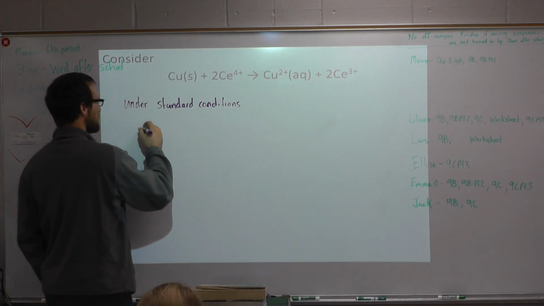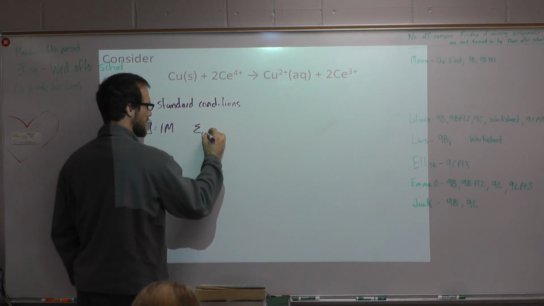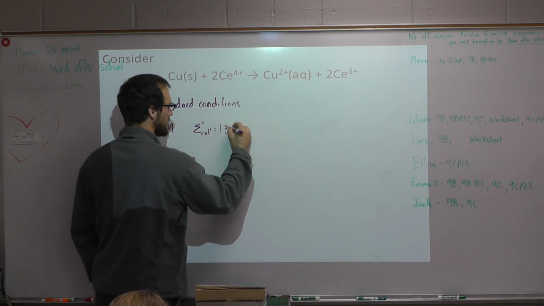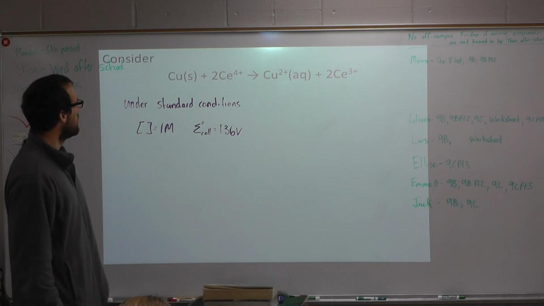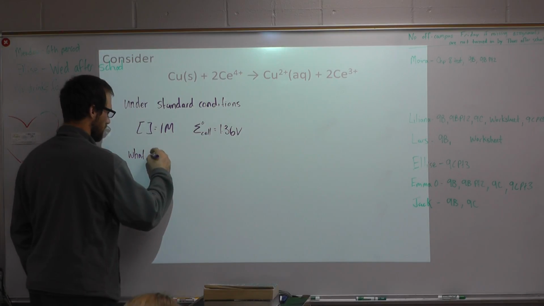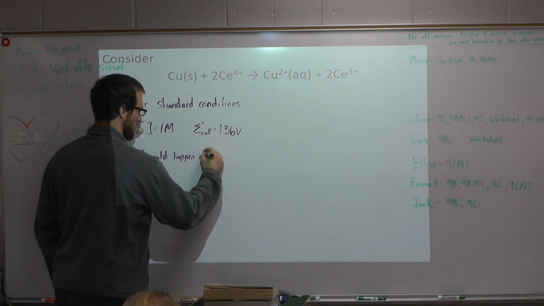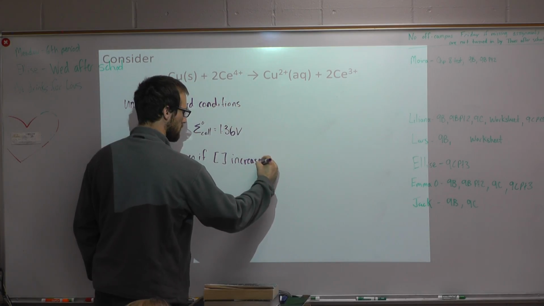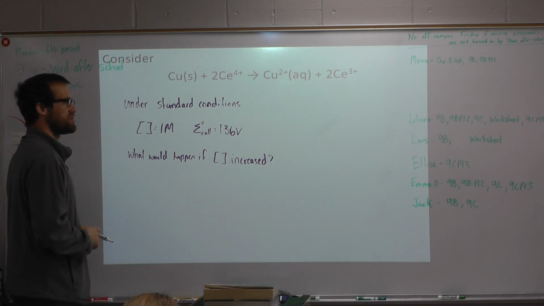So under standard conditions, our concentrations are 1 molar, and our E cell for this particular situation is 1.36 volts. Right? So the question would be then, what would happen if concentrations of things increased? Okay, so we're going to treat this two separate ways.